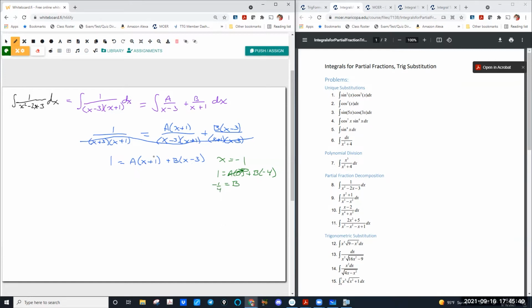Okay. The way I picked -1, I wanted to make this 0. So for this one, I'm going to pick x equals 3.